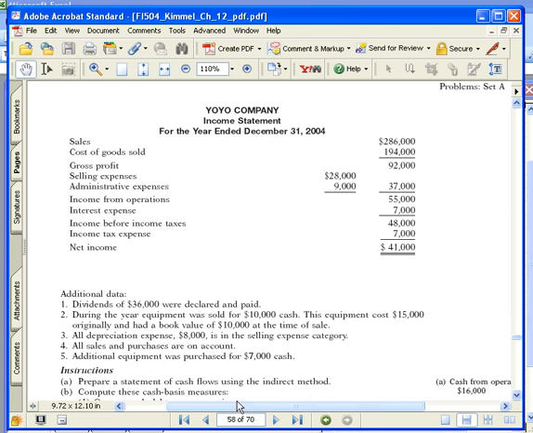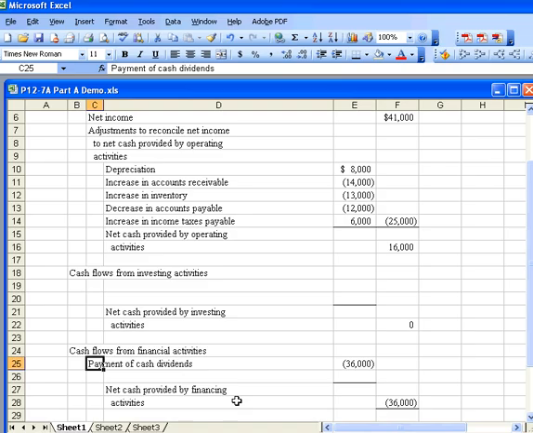Jumping back, what's our next statement? During the year, equipment was sold for $10,000. It cost $15,000, and originally had a book value of $10,000 at the time. So we had book value sold for the exact amount of cash that we received. That's telling us that there's no gain or loss. If there was a gain or loss, we would need to adjust the gain or loss here and show the gross amount of sale in our investing activities.